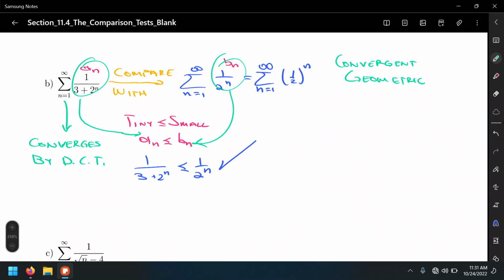Again, we managed to show that tiny is less than or equal to small. Can the test fail? Of course. I'll give you an example in which the test will fail. In the meantime, let's have a look at another example.